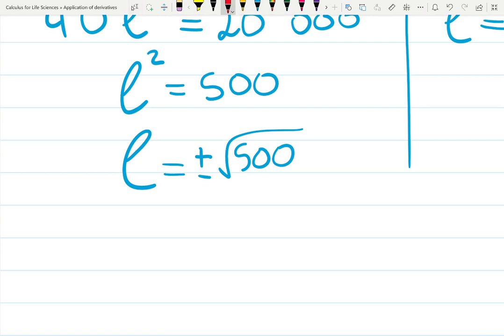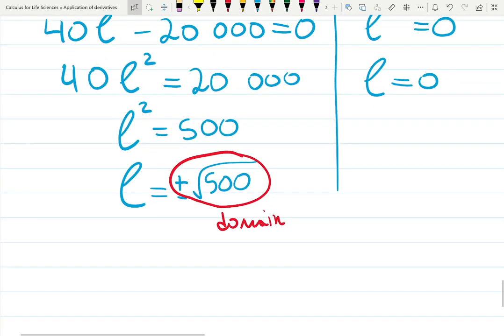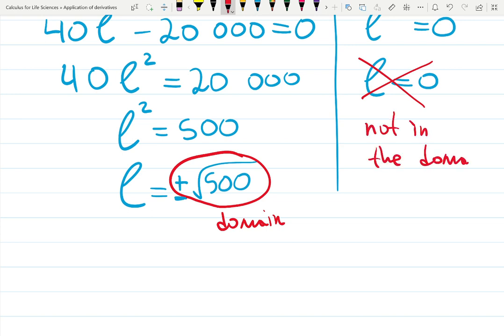So, both are correct. We need to exclude the negative sign. I will circle the positive like so. Domain, right? So I'm excluding negative. What else should I kick out? L is 0 is also not in the domain. If you check the definition of critical value, it's supposed to be in the domain. So only 1 point, L equals the square root of 500. This is a critical value.